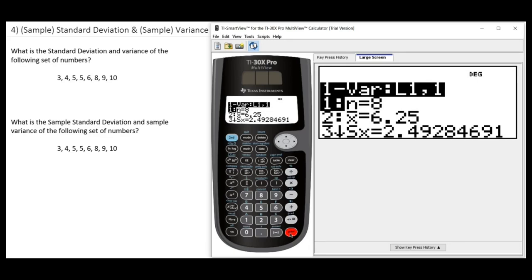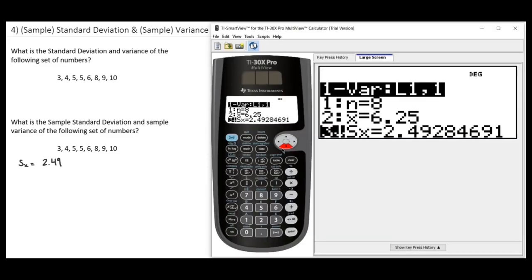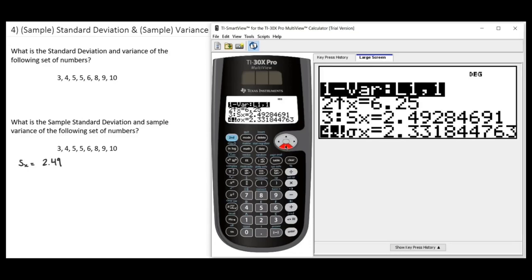So for the first one, n tells us the total sample size. X bar tells us the mean or the average. So Sx tells us the sample standard deviation. The sample standard deviation is 2.49. If we click below that, it tells us the standard deviation. So the standard deviation is 2.33.